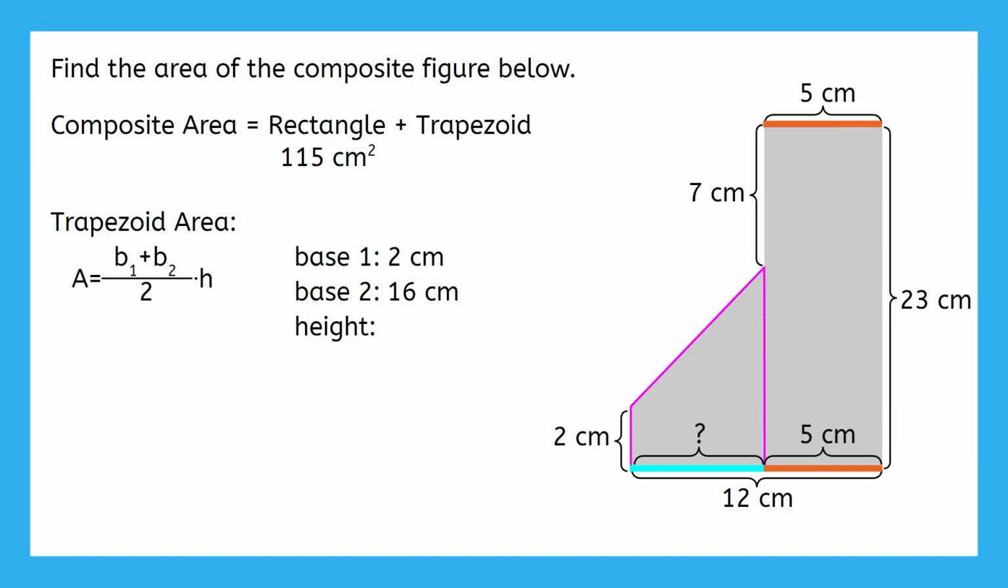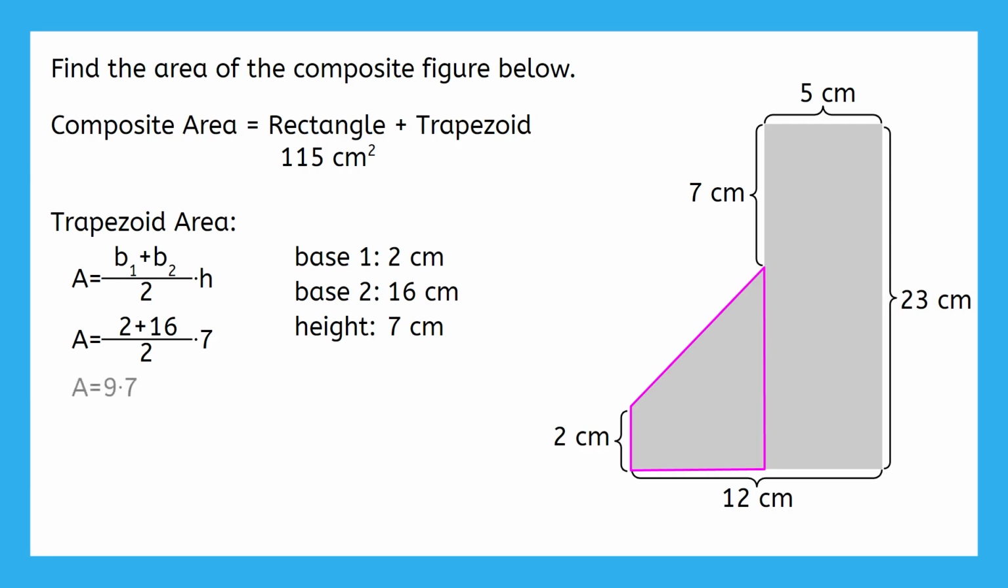12 minus 5 leaves 7 centimeters as the length of the height. Now that I have all of the segment lengths that I need, I can substitute them into the area formula for trapezoids, simplify that, and see that the area of this trapezoid is 63 square centimeters.